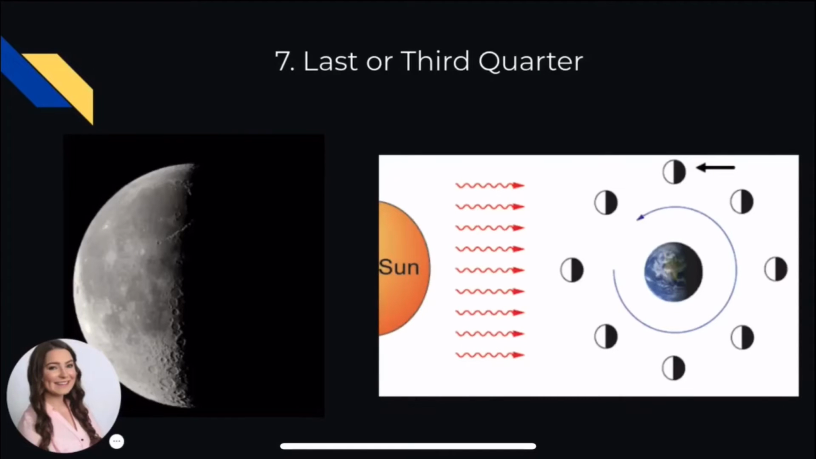The next phase is the last or third quarter, when the entire left half of the moon appears illuminated. At this point, less than half.